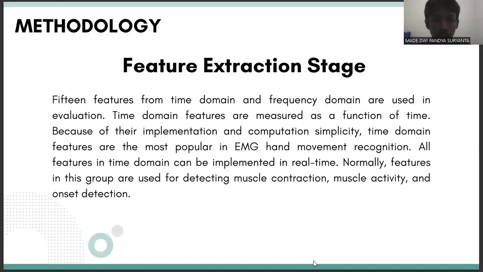Methodology, feature extraction stage. 15 features from time domain and frequency domain are used in this evaluation. Time domain features are measured as a function of time because of their implementation and computation simplicity. Time domain features are the most popular in EMG hand movement recognition. All features in time domain can be implemented in real time. Normally, features in this group are used for detecting muscle contraction, muscle activity, and onset detection.